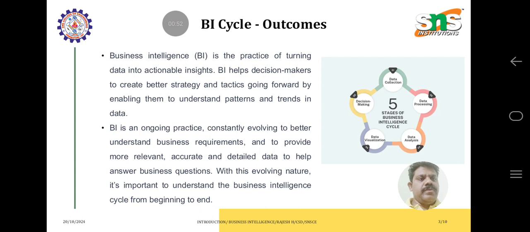So the business intelligence cycle outcomes are here. It is a practice of turning data into actionable insights. It helps decision makers to create better strategy and tactics going forward by enabling them to understand the patterns and trends in the data. It is an ongoing practice, consistently evolving to better understand business requirements and to provide more relevant, accurate, and detailed data to help answer business questions. With the evolving nature, it's important to understand the business intelligence cycle from beginning to end.